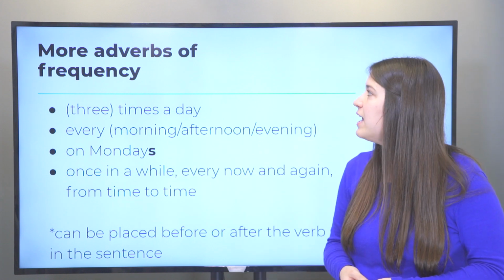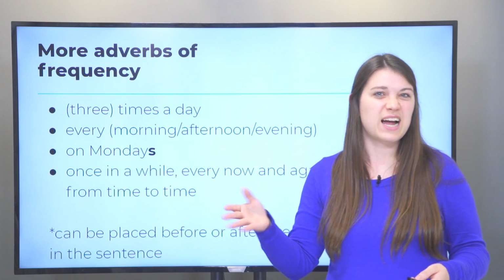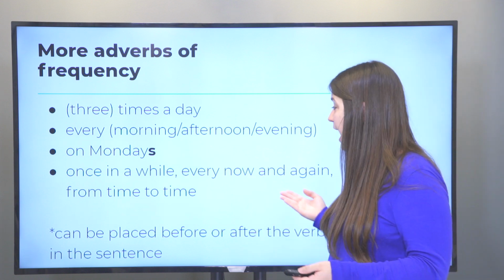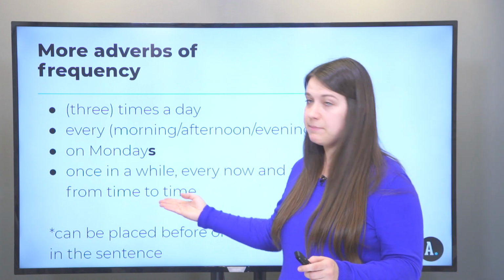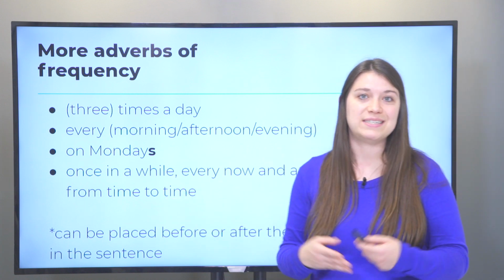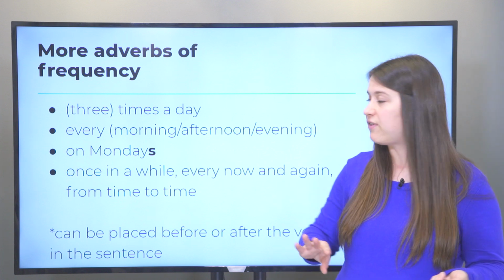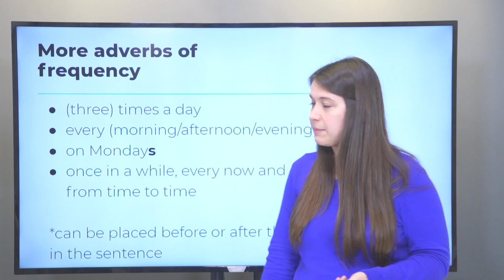Okay, some other adverbs of frequency are once in a while. This is kind of like sometimes, maybe 50% of the time. Every now and again, also like 50%. From time to time. Another way to say sometimes or rarely, between this 50 and 25%, we can use once in a while, every now and then, from time to time.